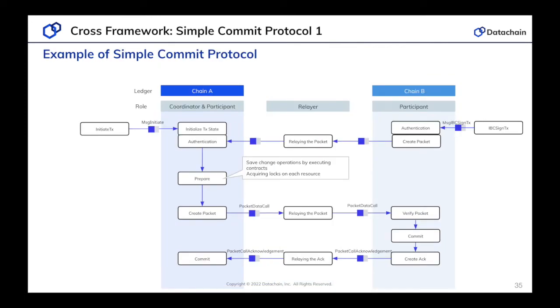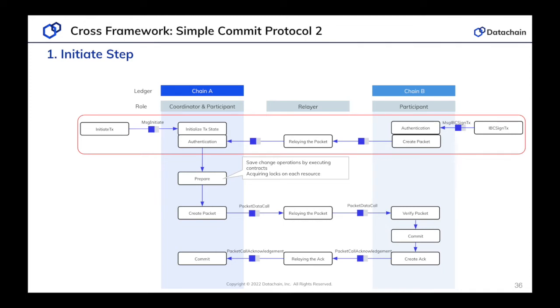Simple commit protocol is much simpler. Simple commit protocol allows non-coordinator participants to avoid locking during atomic commit between two chains. The initiator chain serves both the coordinator and participant roles. First, initiate step. Initiate TX is submitted to the coordinator chain for validation and authentication. Then IBC signed TX is submitted to the participant chain.